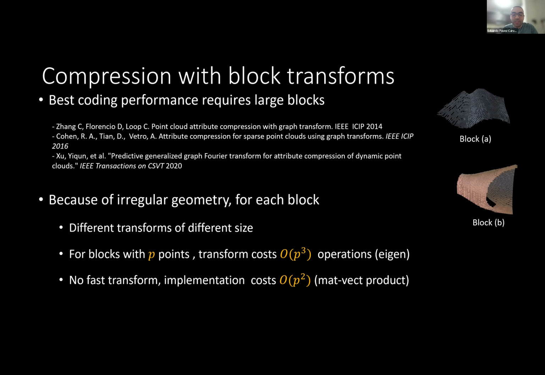For example, if you want to do real-time compression, there's another approach that is the complete opposite. It's called the region adaptive Haar transform. That is not as good.